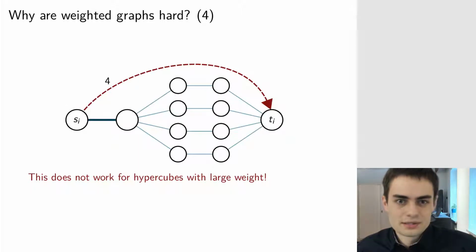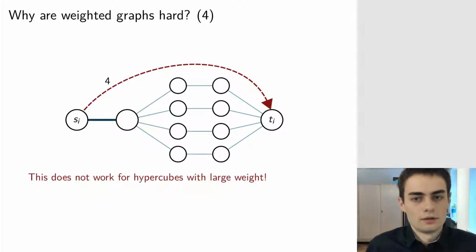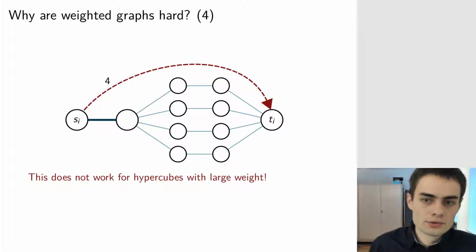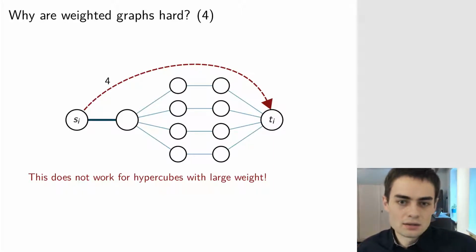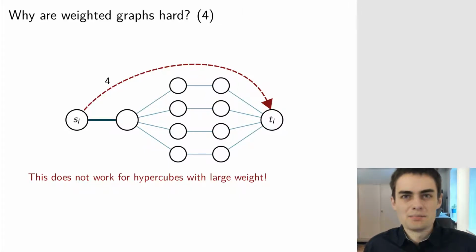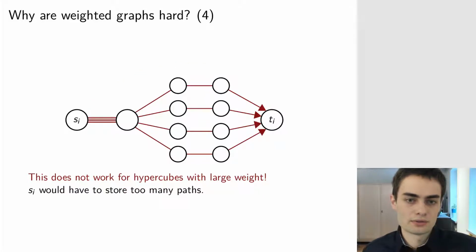However, this does not work for the hypercubes which have a large weight. In this example, we want to route a lot of flow from the source to the target. And there are lots of small edges in between, so it's possible to route this amount of flow, but it's not possible with a single path. We have to use multiple paths.